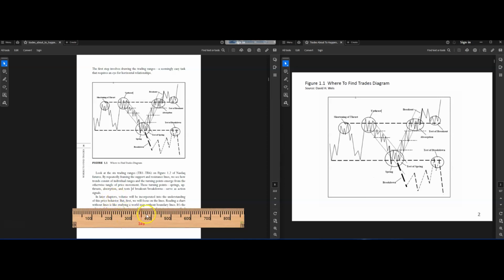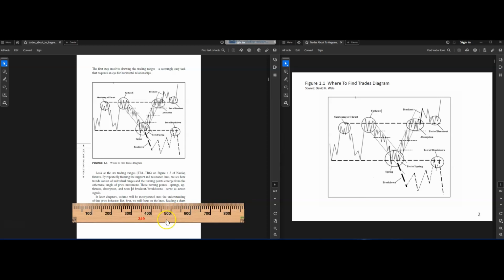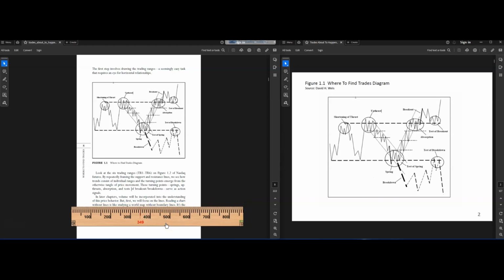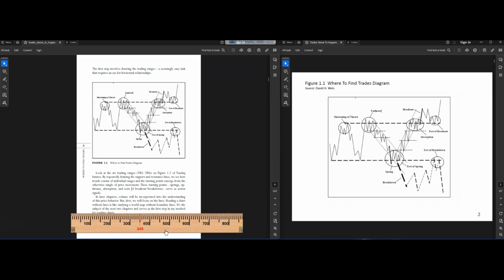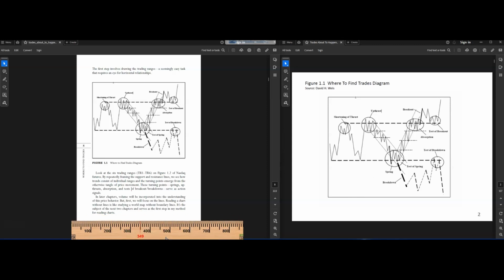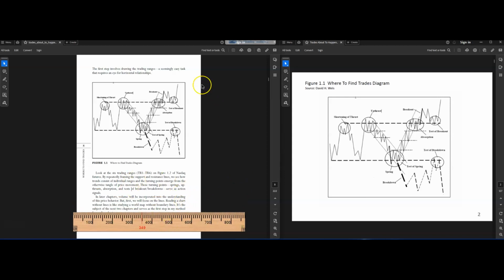Okay, there he goes. So later chapter volume will be incorporated into understanding, but first we need to focus on the lines. Reading a chart without lines is like studying a map without boundaries. It's the subject of the next chapter and serves as my first step in my method for reading charts. So draw the lines. Draw the lines, step 1, so you can see the test of breakouts and breakdowns, which are action signals, as are springs and upthrusts, as is absorption. These are the turning points.